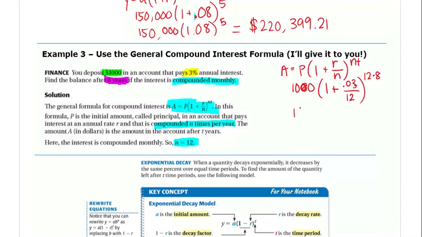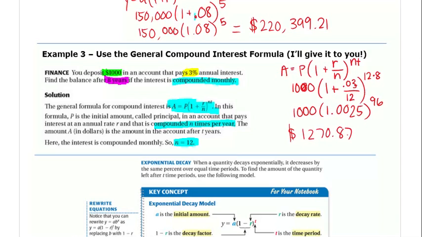If you were to simplify this a little bit more, once again, you can definitely do this on the calculator. This stuff on the inside would give you 1.0025. 12 times 8 is 96. This is all on the calculator. And if you were to type this in now to get that final value of how much would be in your account, it would be $1,270.87.